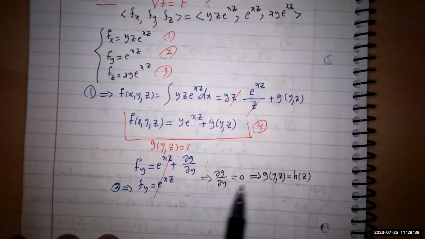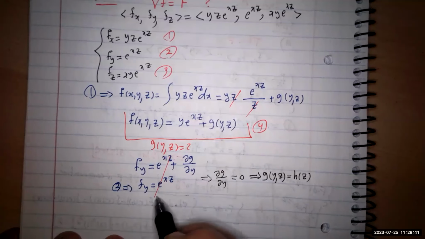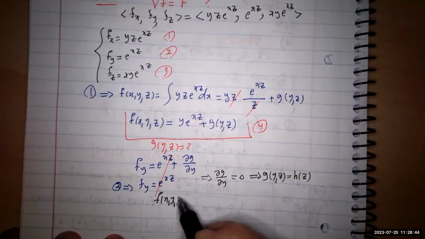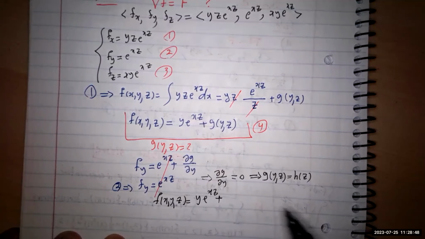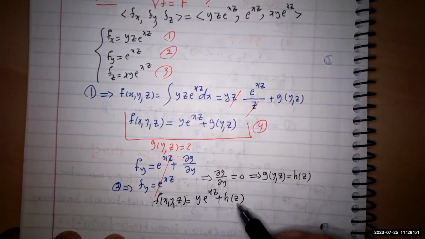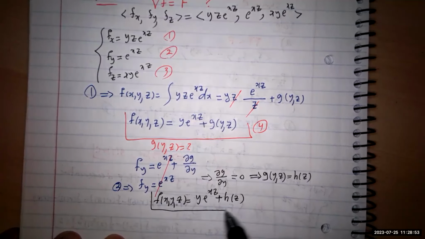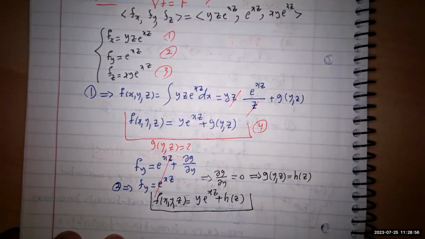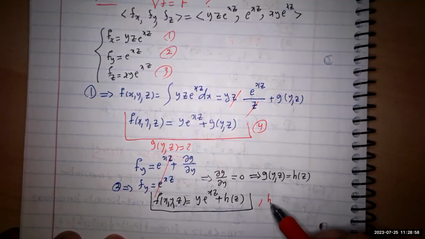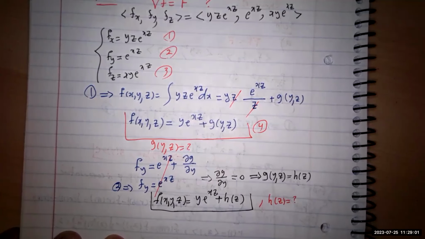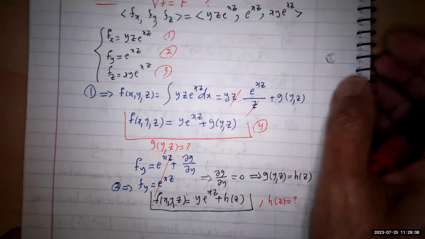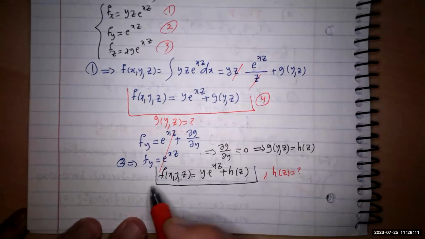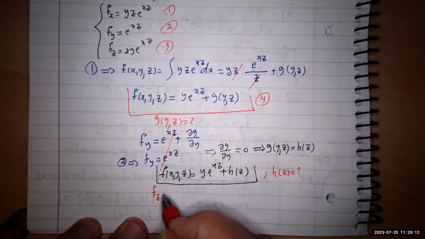The function now, so if you go back and substitute here, we get that f of x, y, z is y e to the x z plus h of z. Okay, h of z. So now the question is, what is h of z? Differentiate with respect to z, and then use equation number three to test it. So if you differentiate with respect to z, f sub z is going to be what?